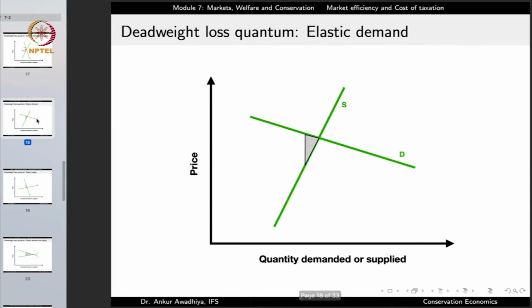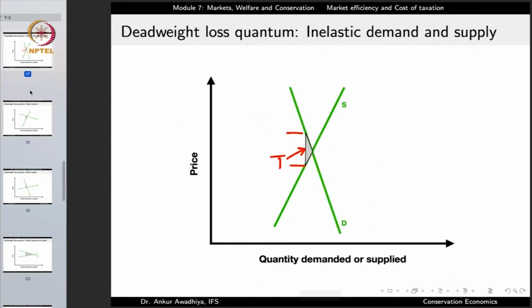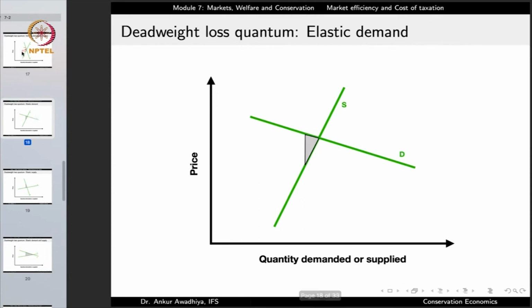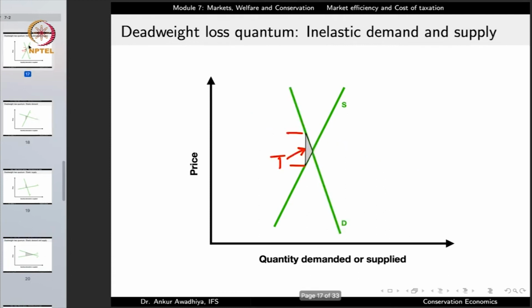Now, if we change the demand to make it an elastic demand, then the deadweight loss is now this curve. If you can see this curve and this curve, it is very easy to see that this deadweight loss because of an elastic demand is greater than this deadweight loss which was there in the case of an inelastic demand and supply.